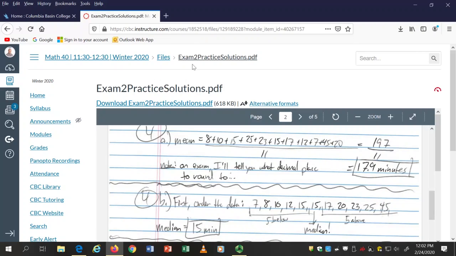So for median calculation, you just line them up, least to greatest, and then you just pick the middle number. I separated them for some reason, but I shouldn't have.